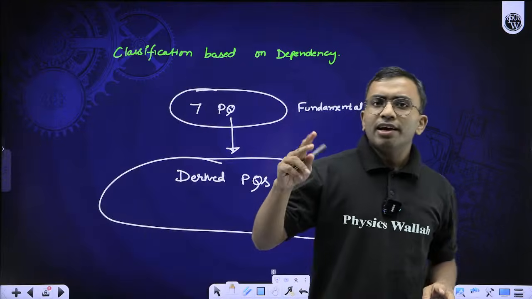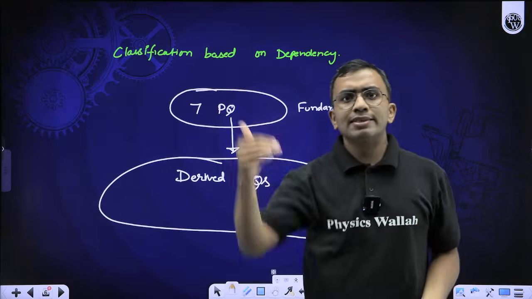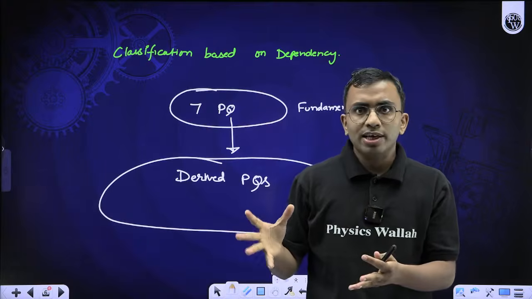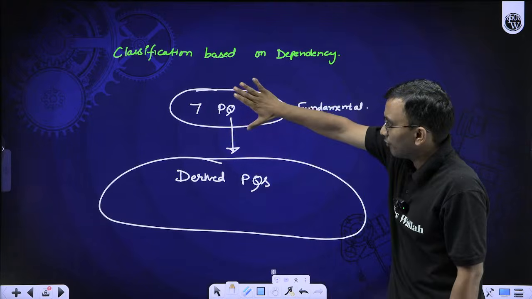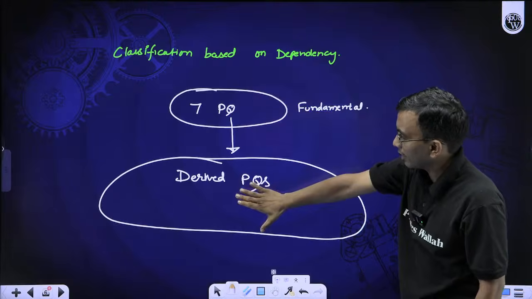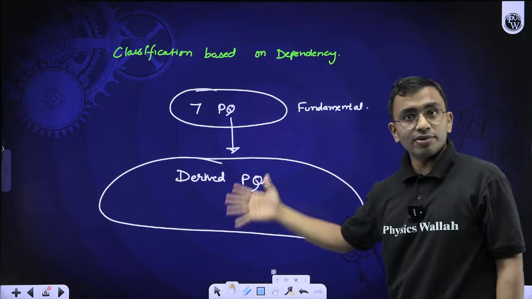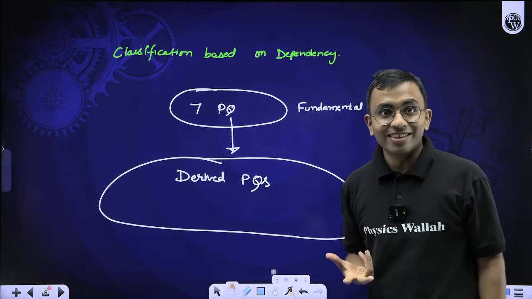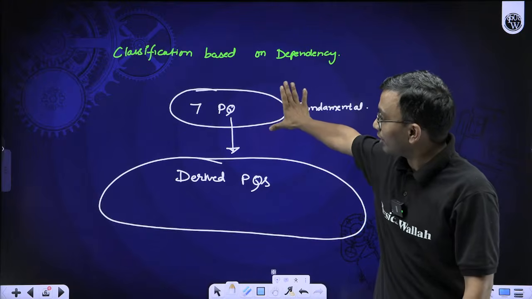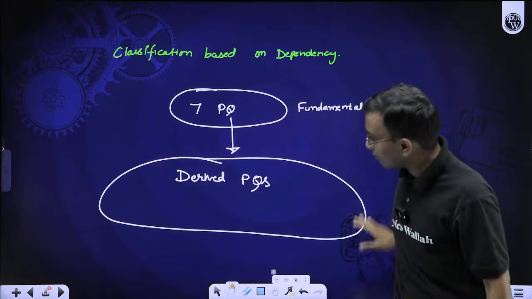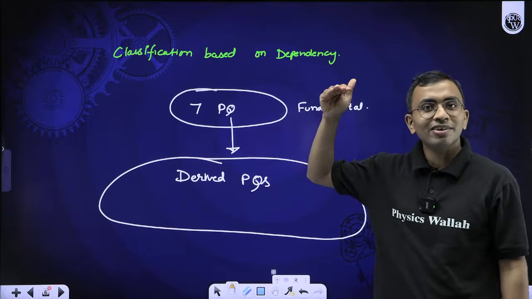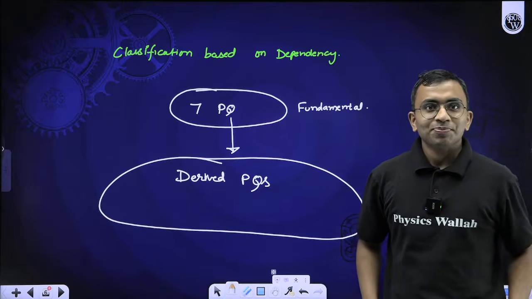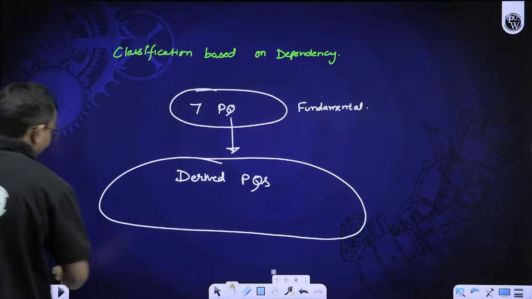Like if you ask what is speed, I will say speed is distance by time. So speed depends upon distance and time. Distance is length, time is time. These are my fundamental quantities, and speed depends upon them. Similarly, acceleration is a derived quantity. Similarly, force is a derived quantity. So just 7 quantities are fundamental. All others, doesn't matter which they are, are derived quantities.